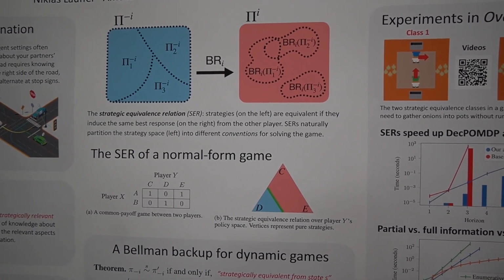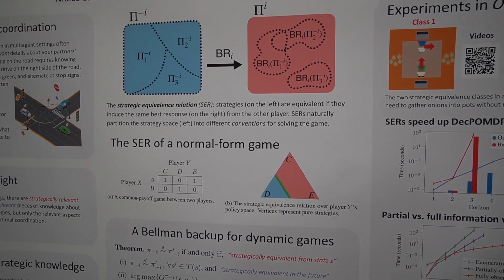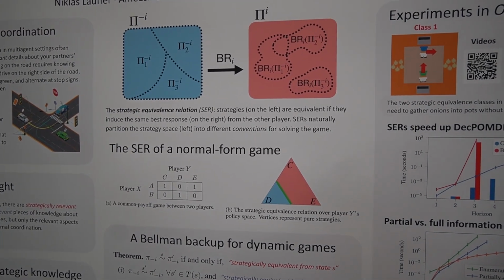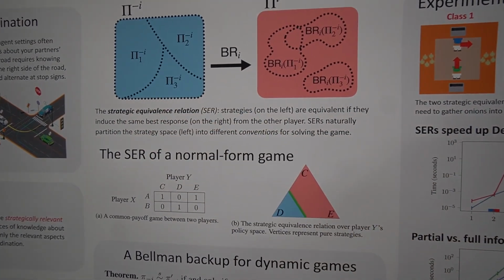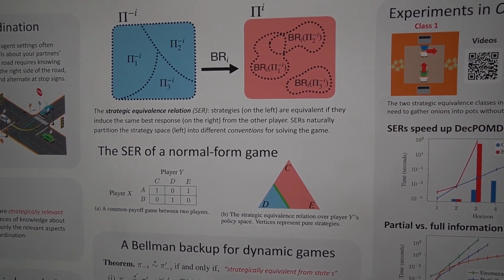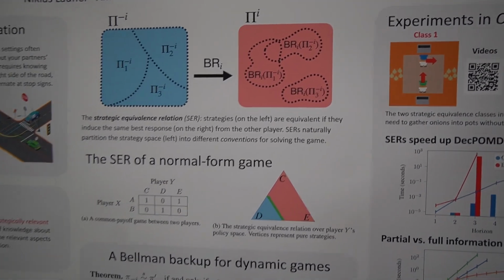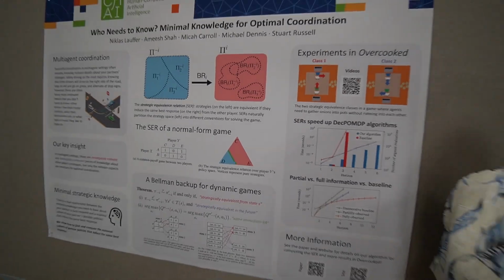If two strategies differ on some strategically relevant detail, it must mean that they induce some different best response, which means that they fall into two different blocks of the partition. So what this strategic equivalence relation does is it captures the minimal amount of information that I need to know about your strategy space in order to formulate what my best response is.